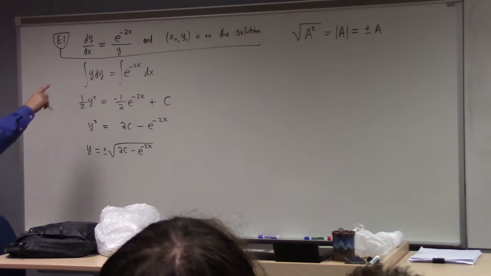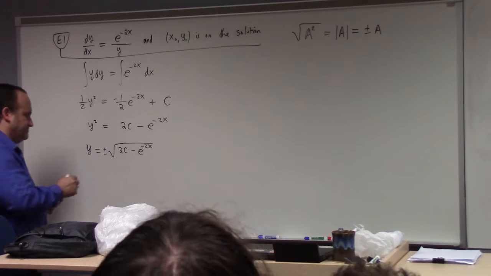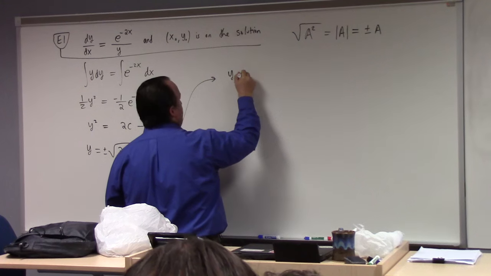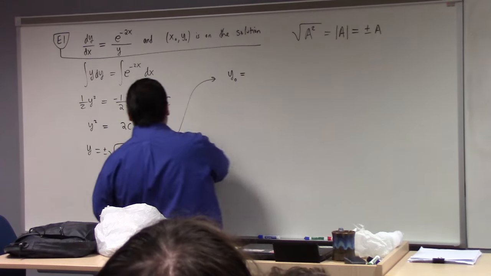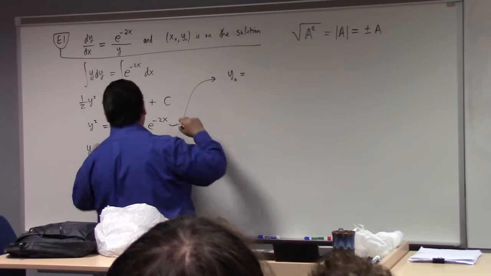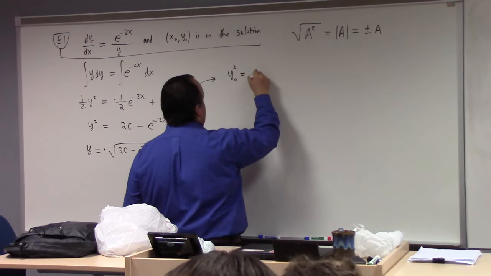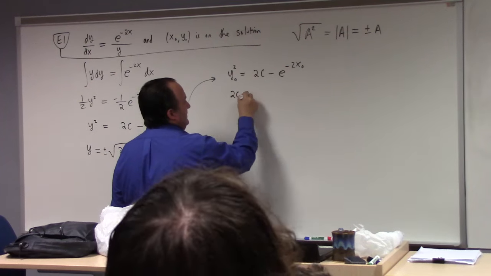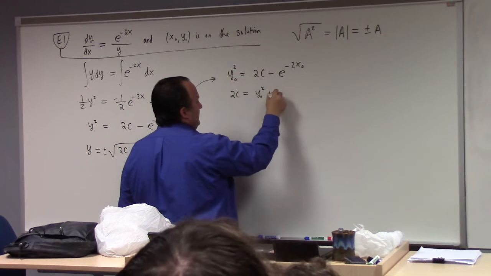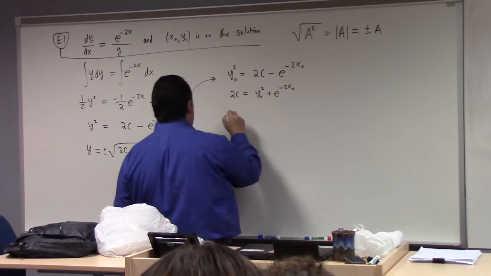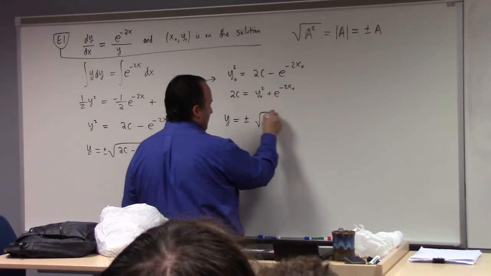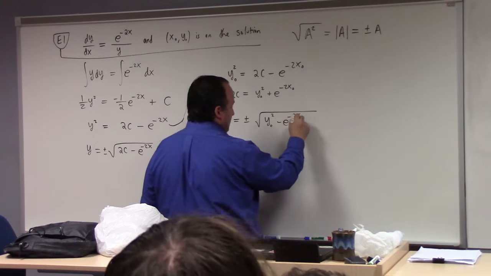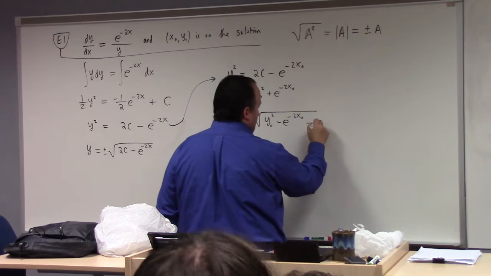Okay, so then what? Well, I know that (x naught, y naught) is on the solution, so I plug that in. It's actually more convenient to go back to here to plug it in. That gives me y naught squared is 2c minus e to the minus 2x naught, which tells me that 2c is equal to y naught squared plus e to the minus 2x naught. So therefore y is equal to plus or minus the square root of y naught squared plus e to the minus 2x naught, minus e to the minus 2x.